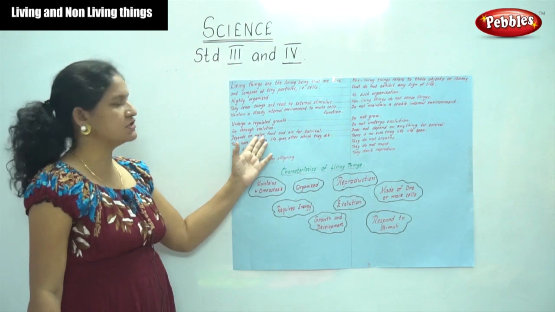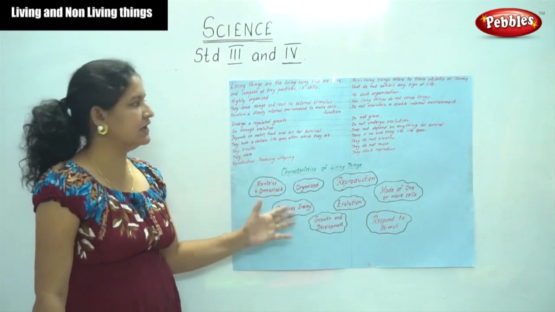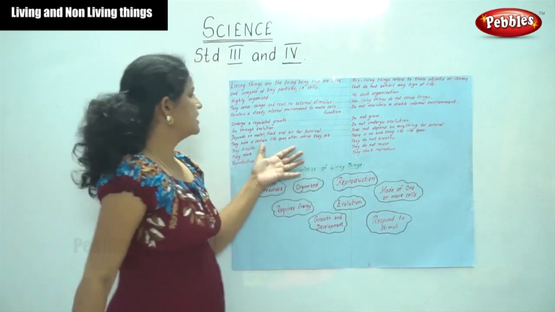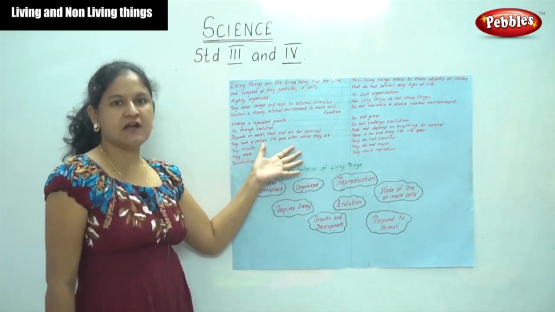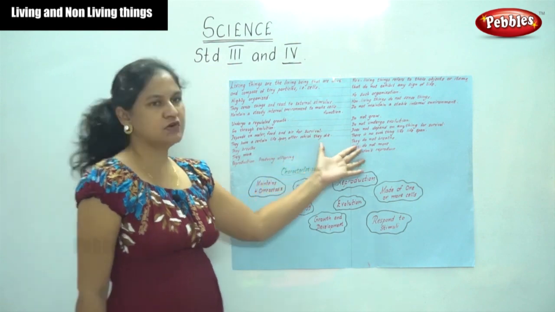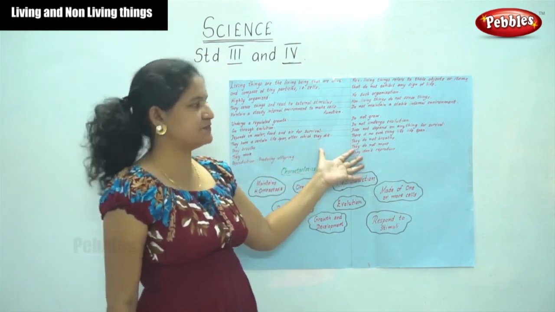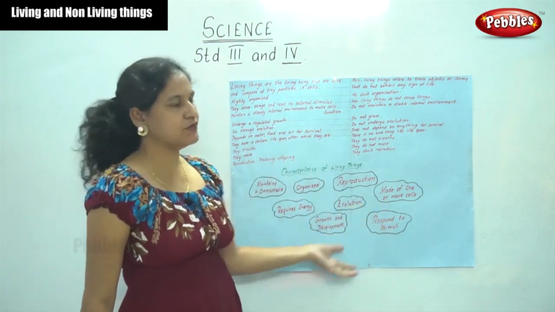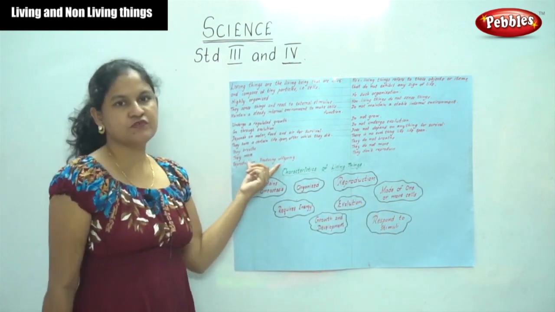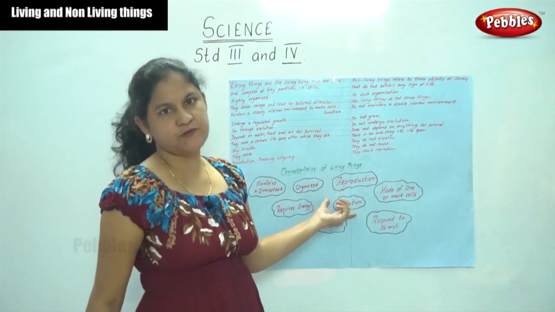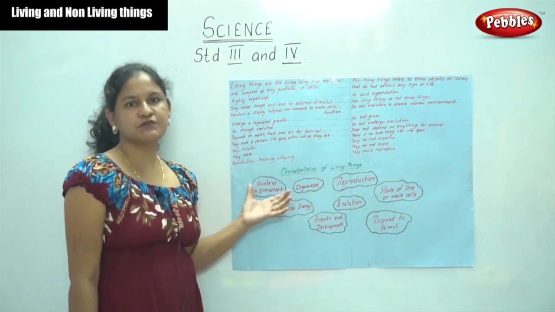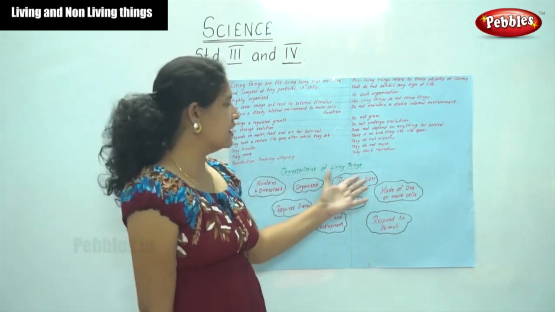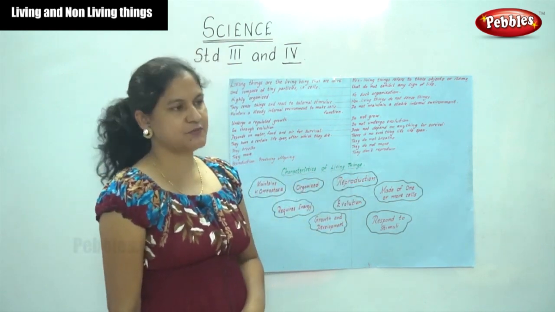They depend on water, food and air for survival. Non-living things do not depend on anything for survival. They have a certain lifespan after which they die. Non-living things do not have any such lifespan. Living things breathe. Non-living things do not breathe. Living things move. Non-living things do not move. And living things produce offspring, that is, they give birth or they lay eggs. Non-living things do not reproduce.